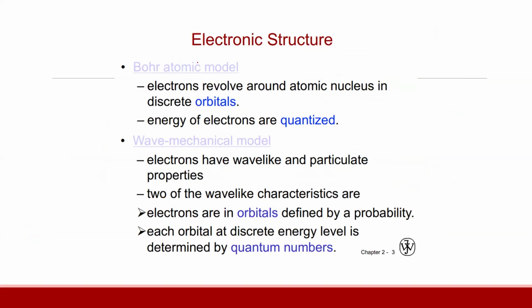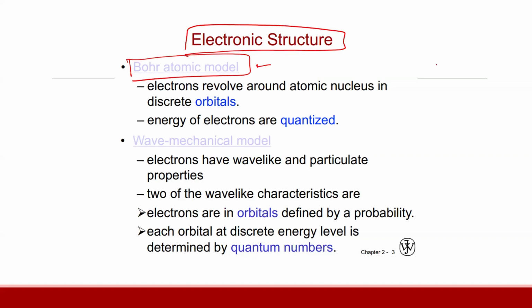Now, when we consider the electronic structure, we have two structures. One is the Bohr atomic structure. This is what we are going to learn. Bohr atomic structure means we consider the protons and neutrons are staying in the nucleus, and the electrons are orbiting around the nucleus. So electrons revolve around atomic nucleus in discrete orbitals. Energy of electrons are quantized. So that kind of a structure we call the Bohr atomic model, and this is what we are going to use to learn about the materials.